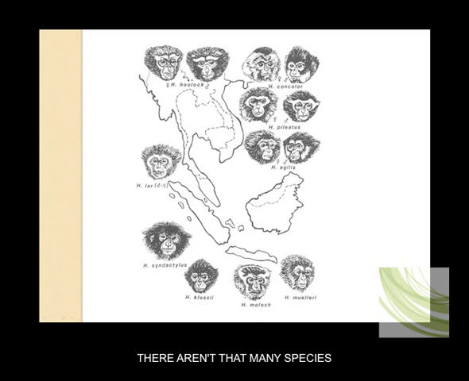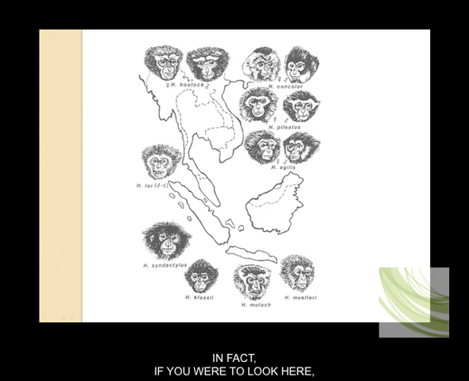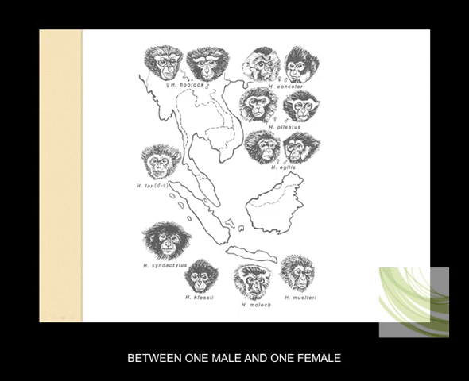There aren't that many species of gibbons and siamangs left alive, and many of them are not sexually dimorphic. In fact, if you were to look here, we only see sexual dimorphism in 4 of the 9 species pictured on this page. That's most likely because gibbons are monogamous, meaning that they form pair bonds between one male and one female and continue to reproduce in that pair for most likely the rest of their lives. Therefore, the competition for mates is much lower than it might be in other animals.